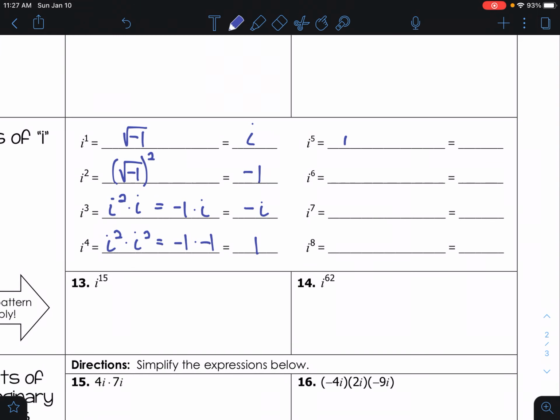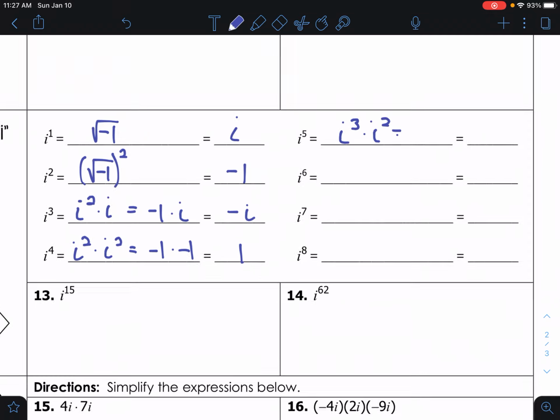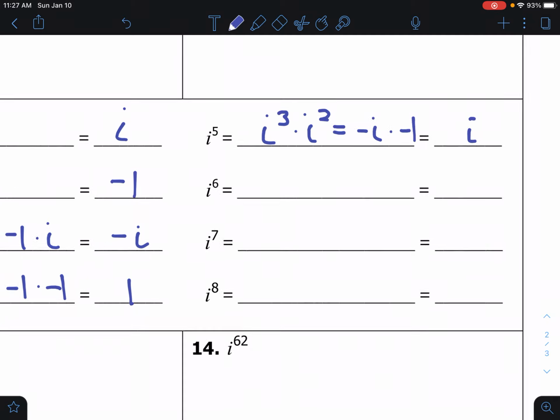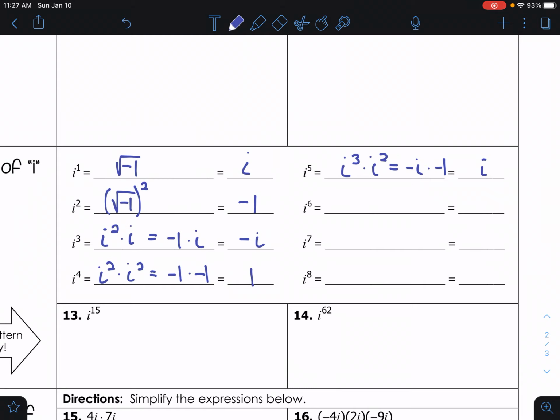You'll notice this would be i to the third times i squared, where i to the third is negative i. And i squared is negative 1. So this would just be positive i. You'll notice it's the same as i to the first power. And this pattern just keeps continuing.